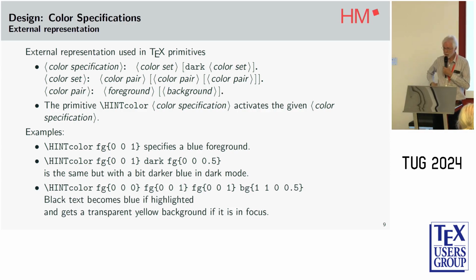Or here is another specification. You say hint color foreground 0 0 0 black, highlighted becomes 0 0 1, so it's blue if you highlight it. And if it is in focus, then you have a foreground of blue, but the background gets a transparent yellow. So these are possible color specifications, and they're pretty short because most of the specification is just defaults.